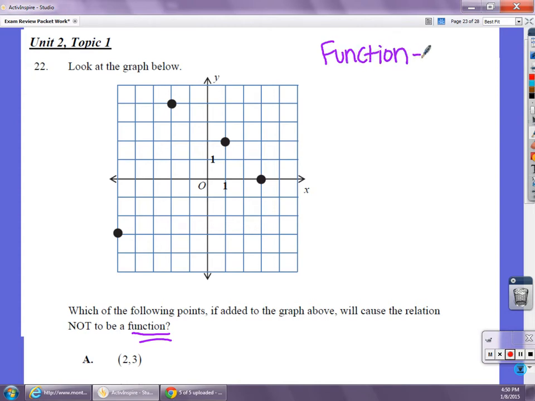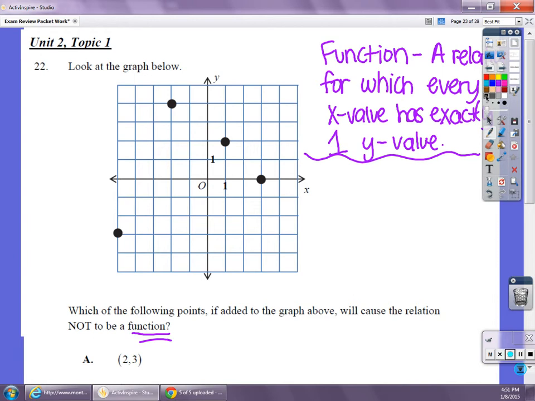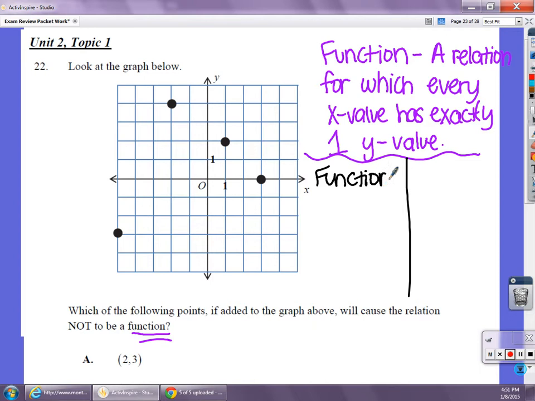Alright, a function is a relationship between two variables for which every x value has exactly one y value. Let's see what that might look like here. So I'll give you an example and a non-example. So we have, this is a function and this is going to be not a function.